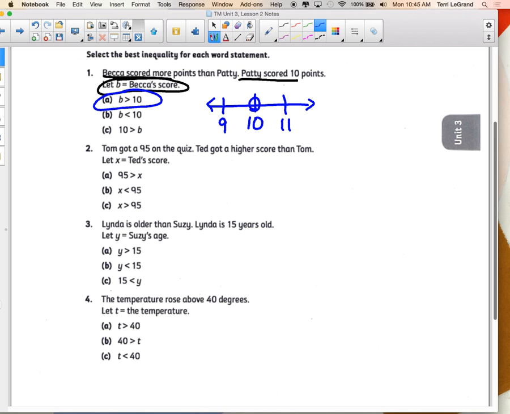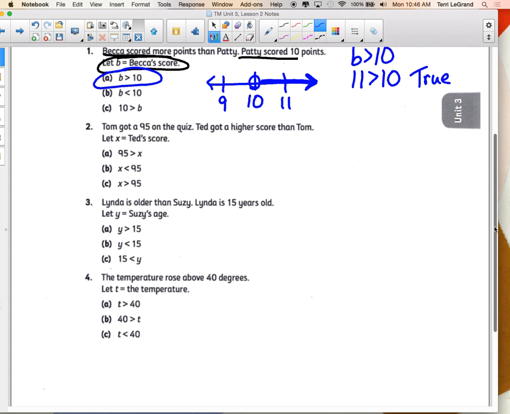And again, remember, this is Becca's score. If we weren't even looking at our inequality right now, Becca scored more points, so we'd have to shade going in this direction. Becca scored more points than Patty, so is 11 more than 10? Yes. If we put 11 in for B, so here's our inequality statement. If we put 11, or any other number from that region for that matter, we'll put 11 though, is this a true statement? Is 11 greater than 10? Yes, that is true. So it appears we have a good choice.